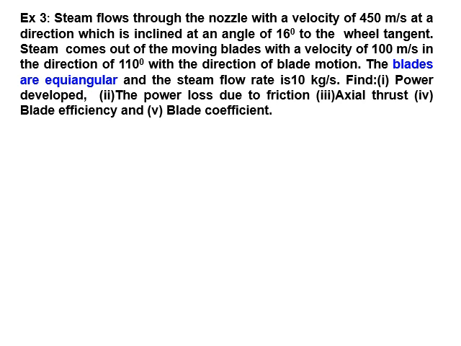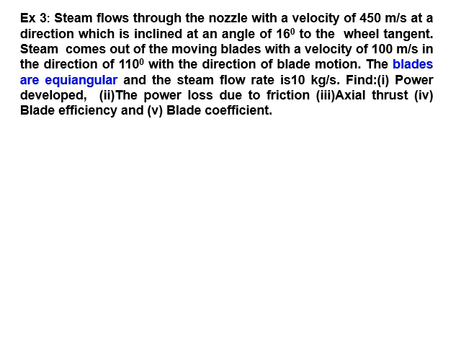Next, move on to the third numerical on the single stage impulse turbine. Here steam flows through the nozzle with a velocity of 450 meter per second in a direction inclined at an angle of 16 degree to the wheel tangent. Steam comes out of the moving blades with a velocity of 100 meter per second in the direction of 110 degree with the direction of blade motion. The blades are equiangular and the steam flow rate is 10 kg per second. Find power developed, power loss due to friction, axial thrust, blade efficiency and blade coefficient.